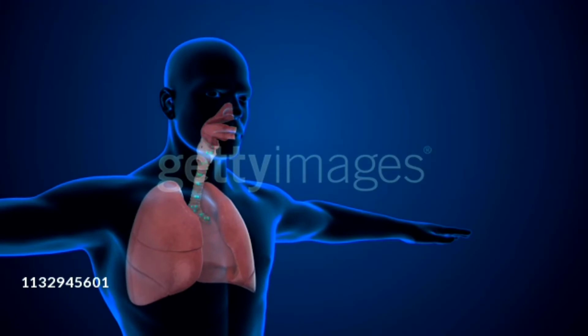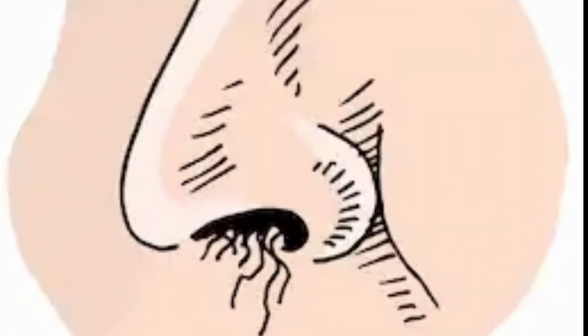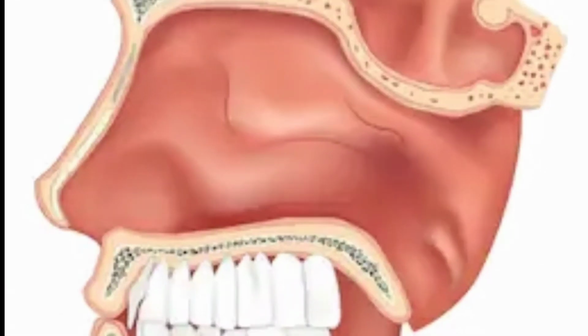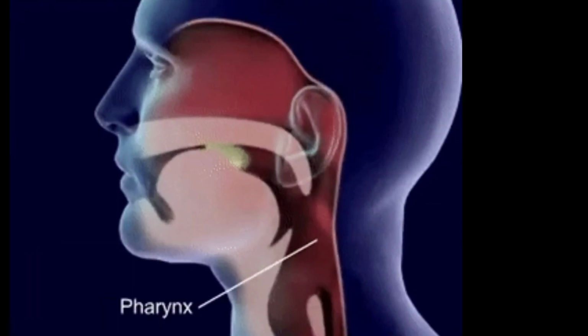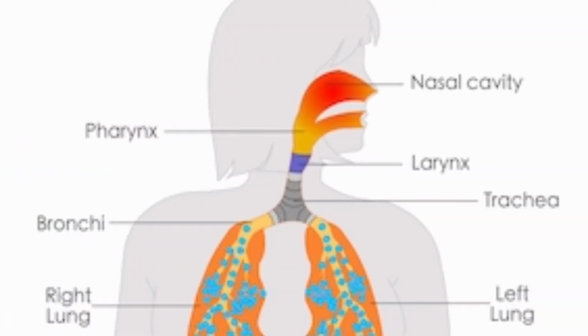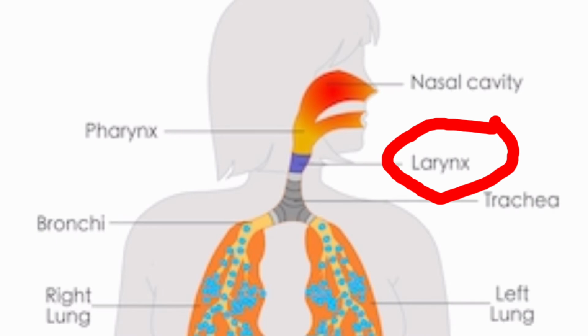The air enters our body through a pair of nostrils. The nostrils contain tiny hair and a sticky substance called mucus, which prevents the dust particles from entering into our body. Then the air enters the nasal passage or the nasal cavity. Moving further, the air reaches the pharynx and then the larynx. Larynx is also called the voice box because the vocal cords are present here.